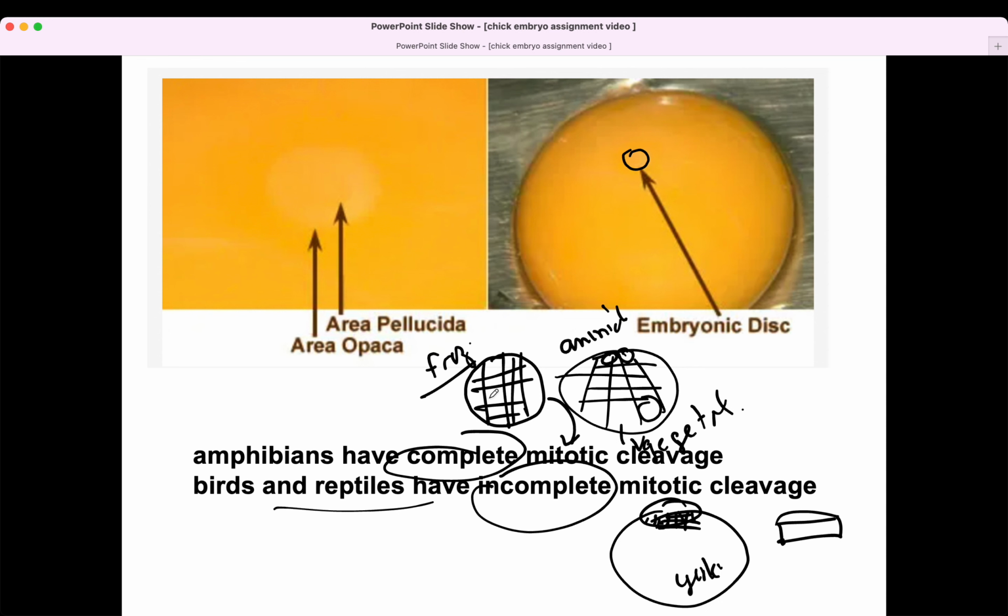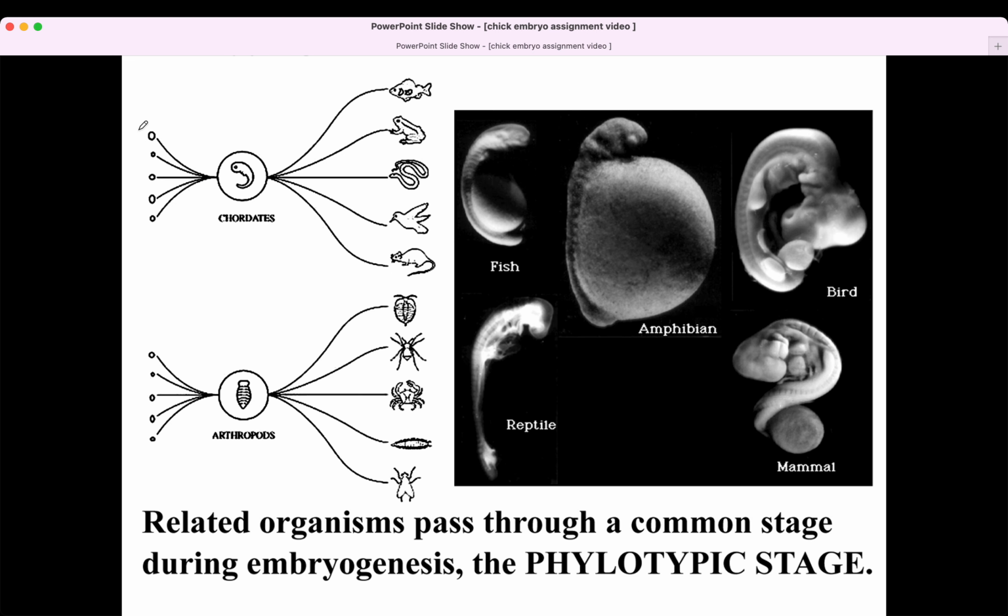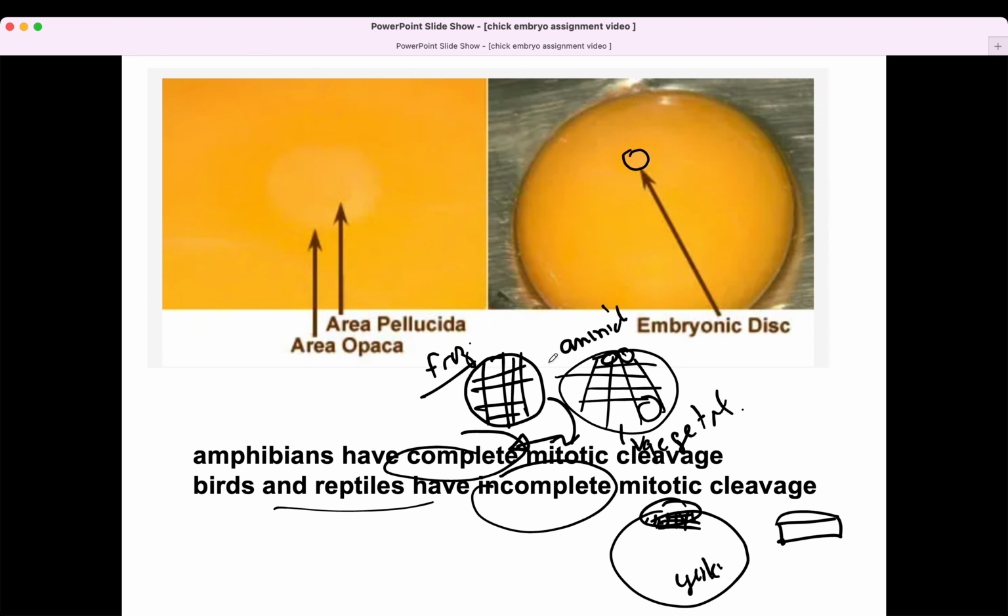Okay? And you get a feeling for that transition from the amphibian that does have smaller cells at the animal pole, but nevertheless has complete mitotic cleavage, to the even larger eggs of birds and reptiles, and they just have incomplete cleavage. And so that explains why the early start of development in amphibians is different than birds and reptiles, and that they're going to converge toward this phylotypic stage.